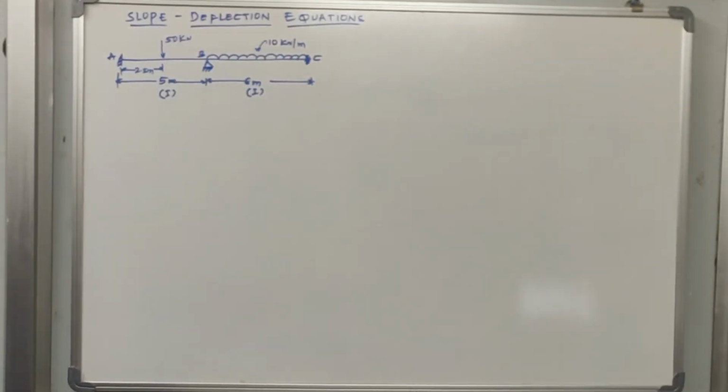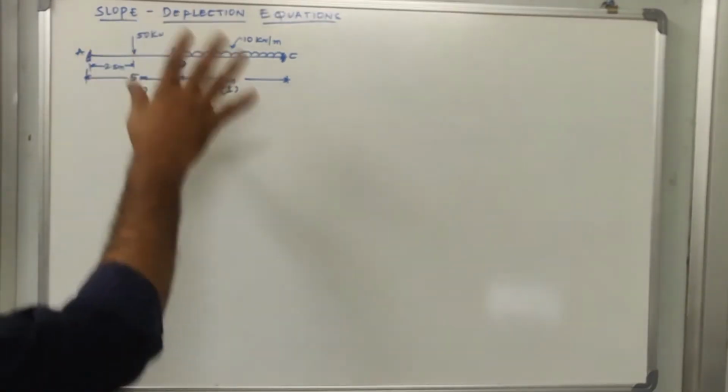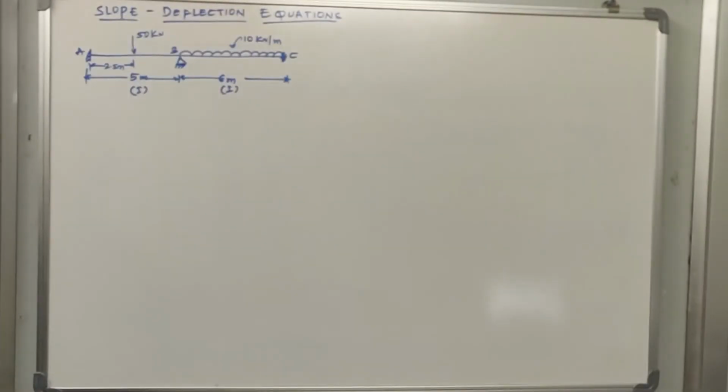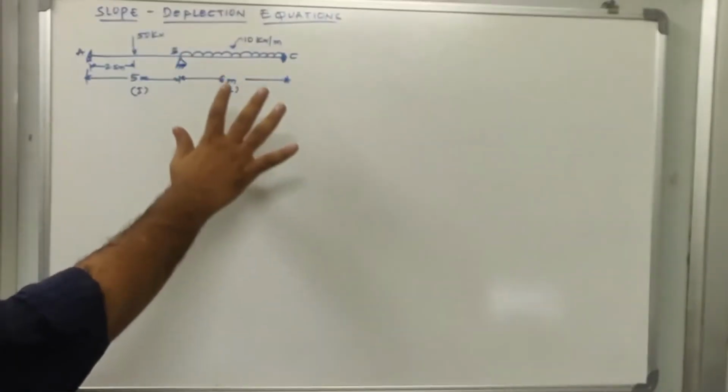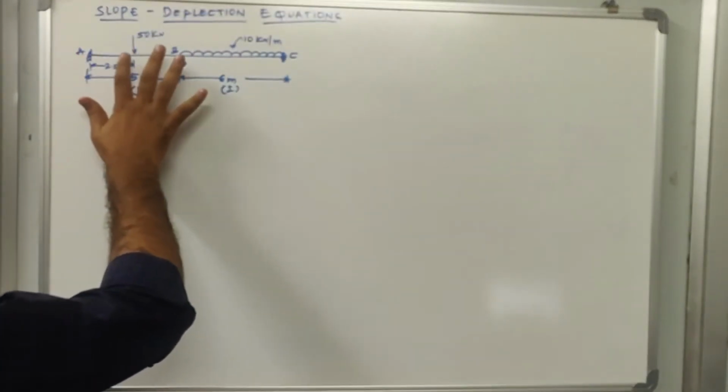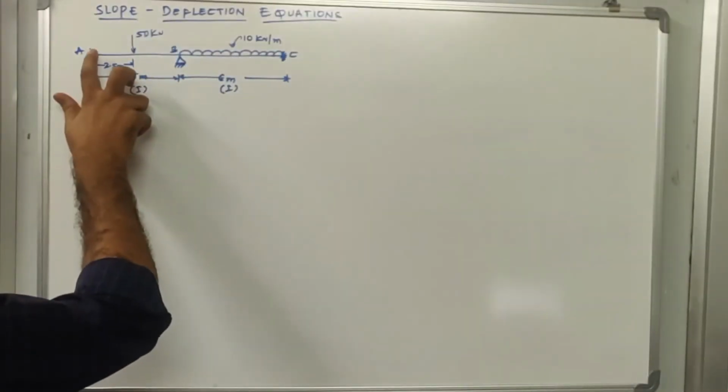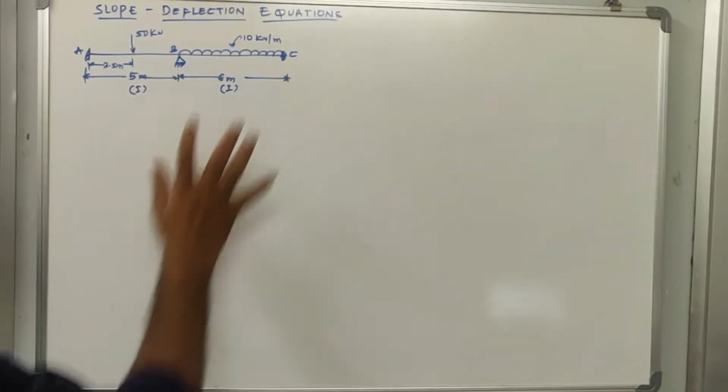Okay, so all of you write down this problem. We will start solving this problem. We try to analyze this problem. So let us try to analyze this. The first part of analyzing this structure is to understand what kind of structure this is. This is called a continuous beam. In this there are two beam elements. So AB is one member and BC is another member.